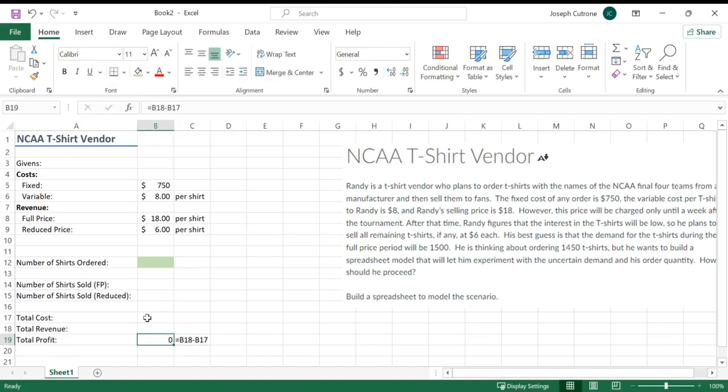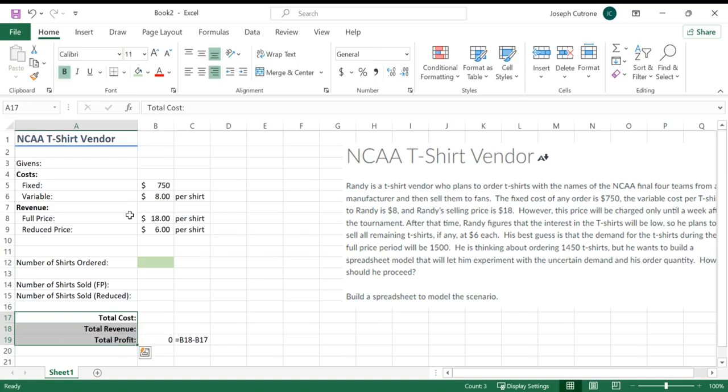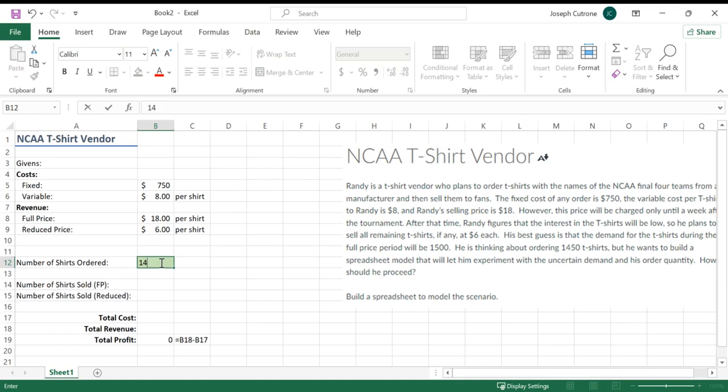So let's actually go ahead and put something in there. So these are pretty important numbers that I probably want to figure out. All right, so let's figure out, what do I need? So let's put some dummy numbers in. So one thing I do when I have the number of shirts ordered, now do they tell us this? So here we go. The number of shirts ordered and then the number of shirts sold at full price. He's going to order 1450 t-shirts. So it tells us how many he's going to order. And then he's also telling us that he thinks the demand for the t-shirts, full price period, is 1500.